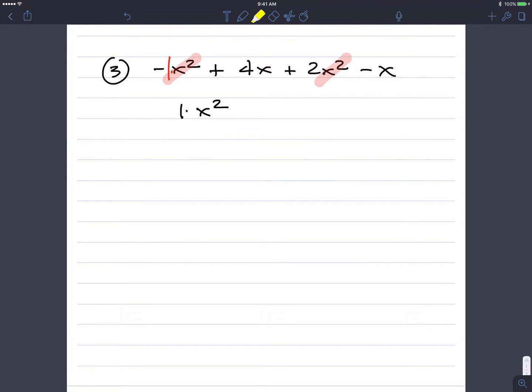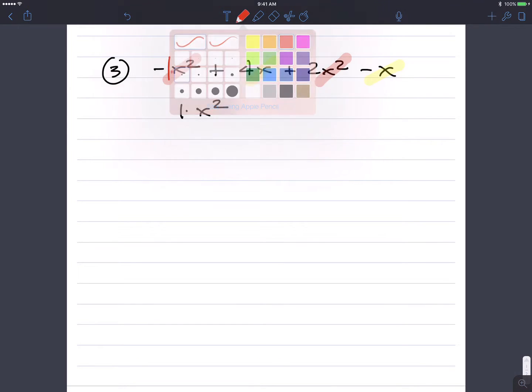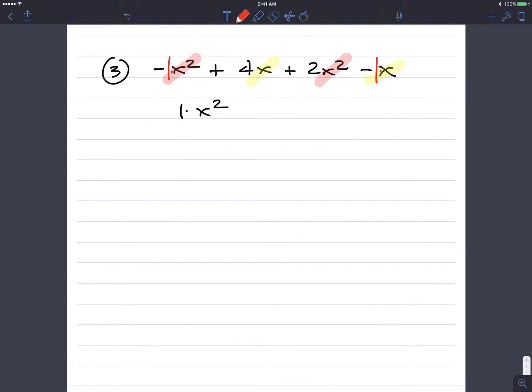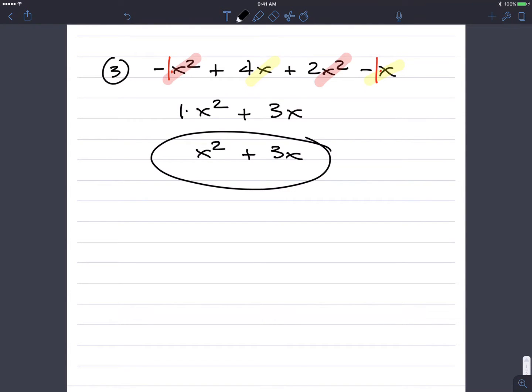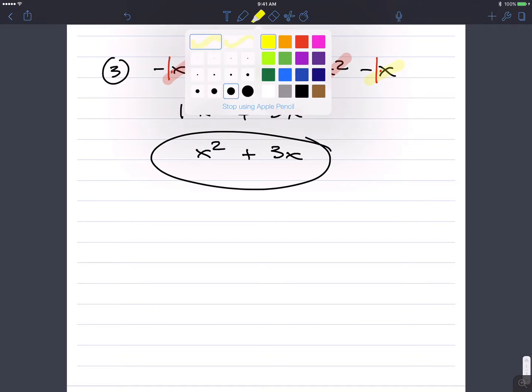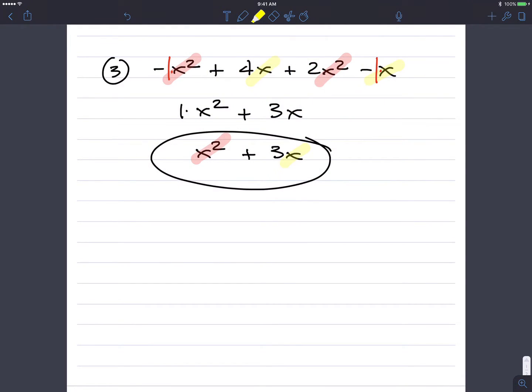Let's look at the bananas. I have 4 bananas and I owe 1 banana, because this is really a -1 here. This means I'm going to ultimately have 3 bananas. Now, 1 times anything is itself, so you're going to see in the back of the book x squared plus 3x as your final answer. And remember, we can't add our apples with our bananas. These terms are not like, and we are done.